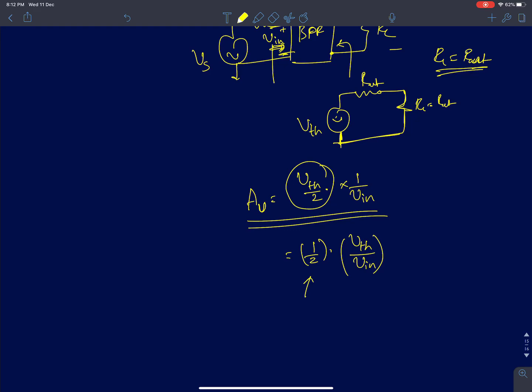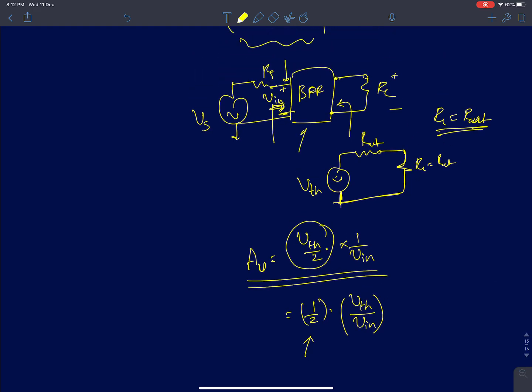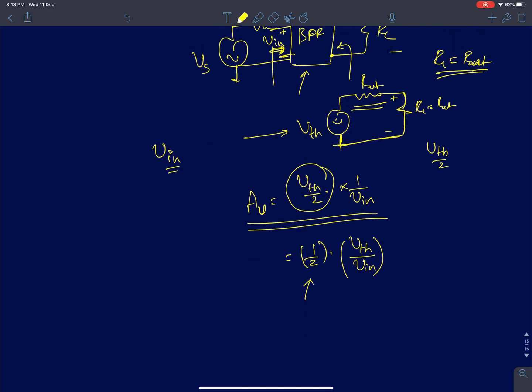This should make sense. All I'm saying is the bandpass filter output can be represented as a Thevenin voltage and a resistance in series with it. The output voltage will simply be R_L by R_L plus R_out, but I've assumed R_L equal to R_out, so the output voltage will simply be V_TH by 2. The input going into the bandpass filter is simply V_in. So the voltage gain in this case is going to be V_TH by V_in into half.